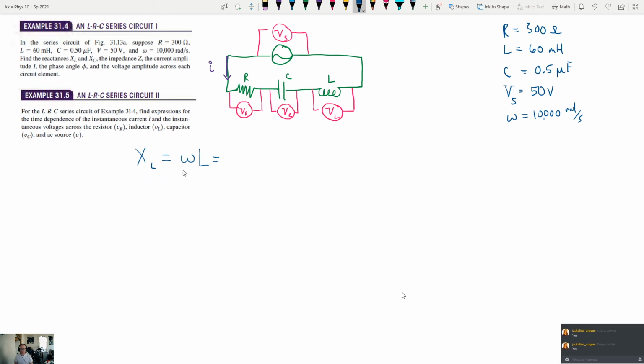So XL is omega L, so we basically just take 10,000 and multiply by the inductance L, which is 0.06 henries. And that's going to give us an answer of 600. Is it 600? Okay, thank you.